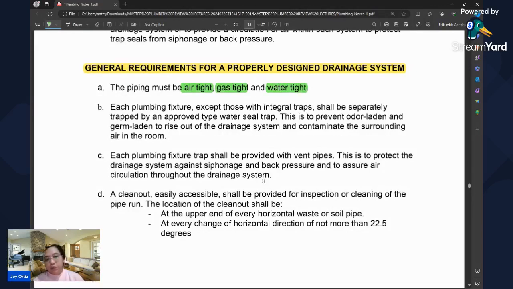Each plumbing fixture, except those with integral traps, shall be separately trapped by an approved type water seal trap. This is to prevent odor-laden and germ-laden air from rising out of the drainage system and contaminating the surrounding air in the room. So let's remember that each fixture should have its own separate trap.